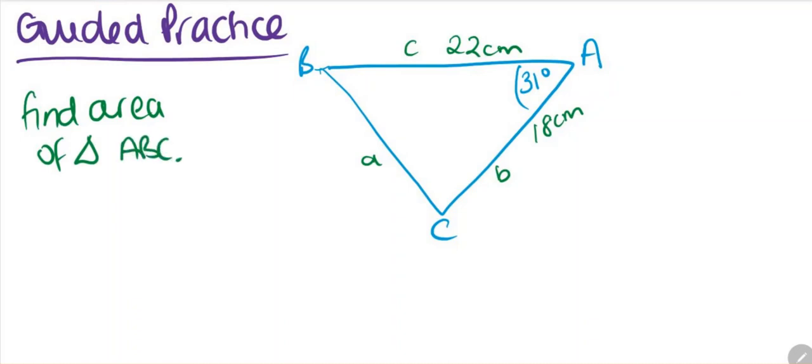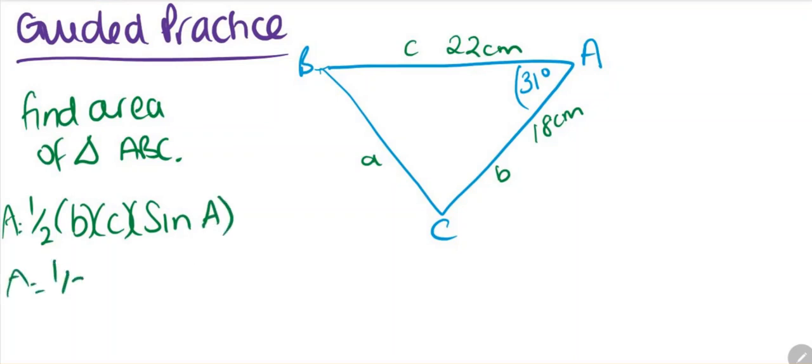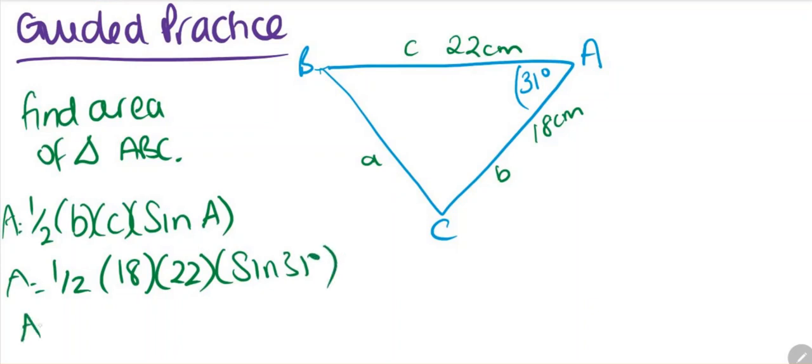So we're going to look at the formula. So we know this time sine of A. So we're going to use the other two sides instead. So we can say the area is a half multiplied by b times c times the sine of A. So if you substitute in the values, that's 18 times 22 times the sine of 31. And if you put that in the calculator, we will have 101.98 centimeters squared.